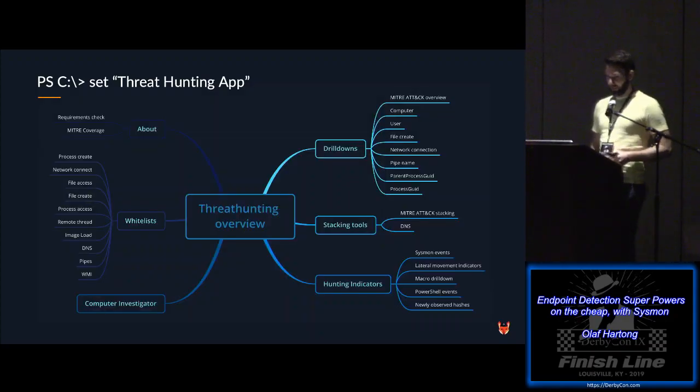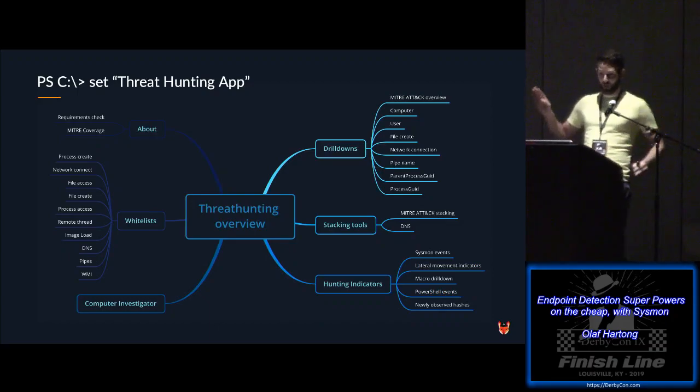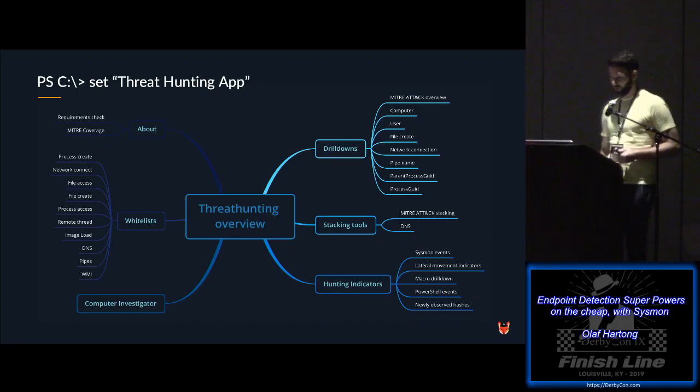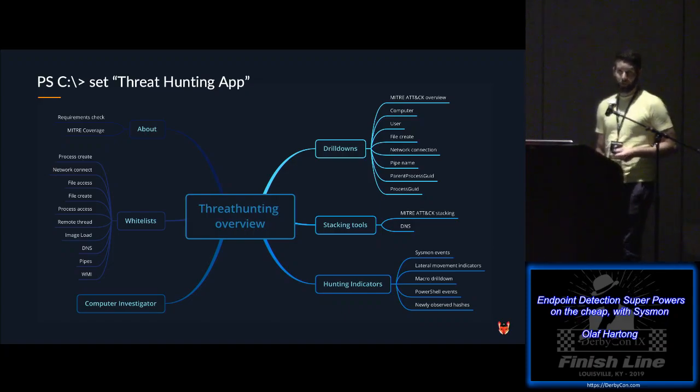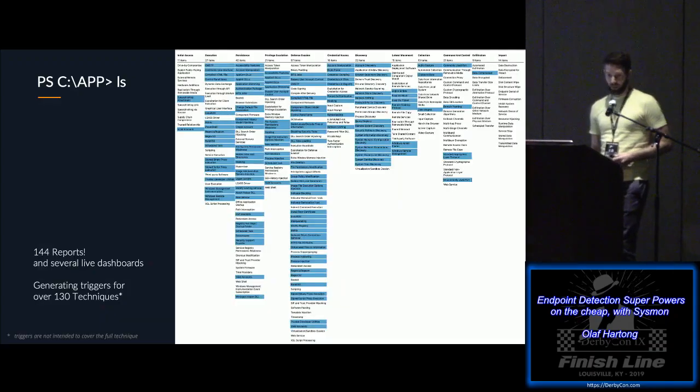So this is kind of an overlay of how the app is structured. There's the threat hunting overview, as I call it. It's basically the main dashboard, and from there you can go into drill downs, stacking tools. There's some basic hunt indicating shortcuts, which are also populating in the other ones. There's all the whitelists that you can edit. I've got a bit of an about page where I show you if you have all the prerequisites set up properly and so on.